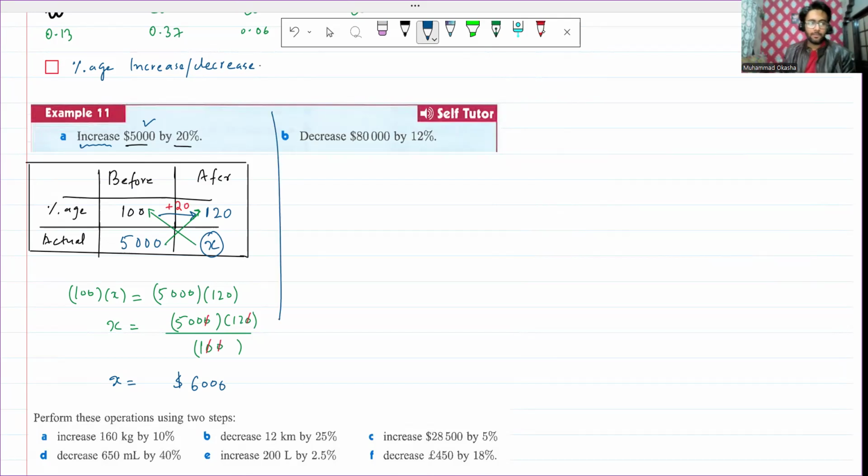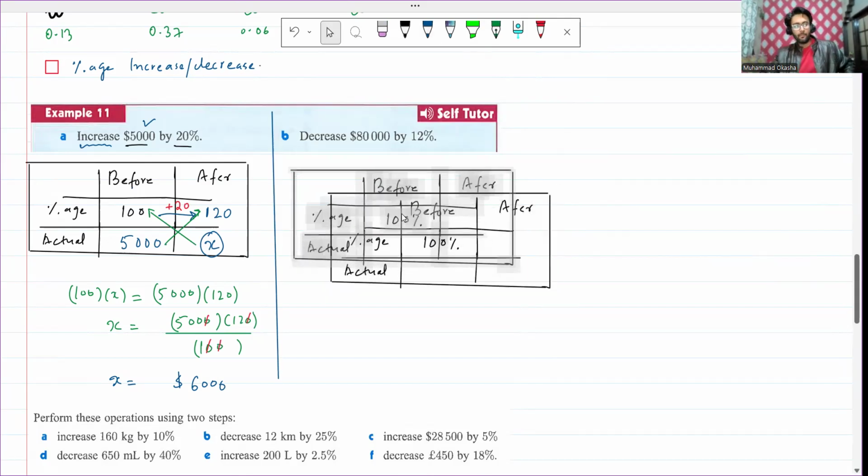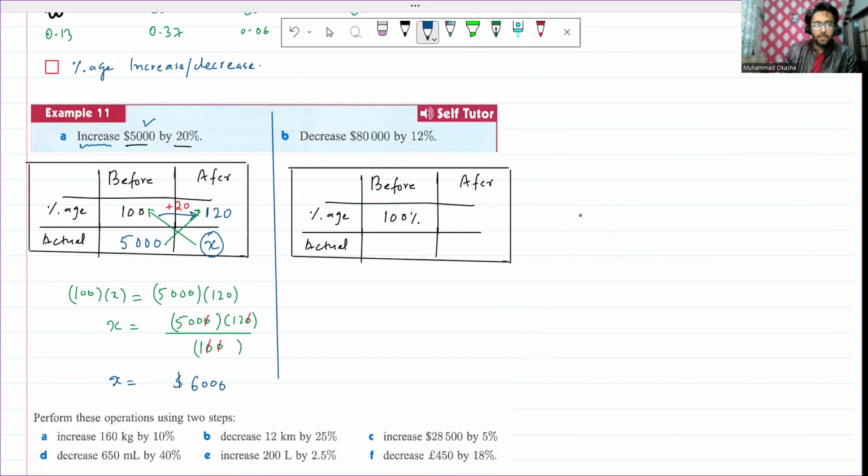Okay, let's use the same boxes in this one. Let's do that. Before, after, percentage, actual. So I'm going to take off the percentage. Originally, you had $80,000. So 80,000, right? I'm going to decrease. Decrease means the percentage will now be decreasing by 12. So this will be negative 12. Once I do a negative 12, if you do 100 minus 12, you're going to get, I believe, 88, right?